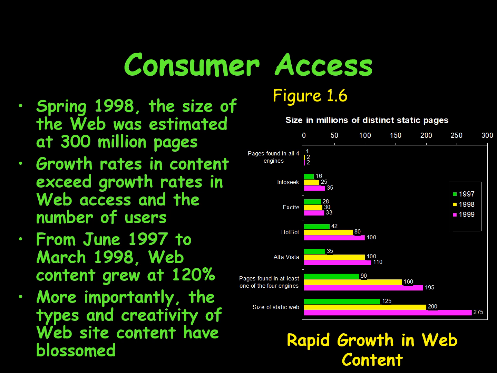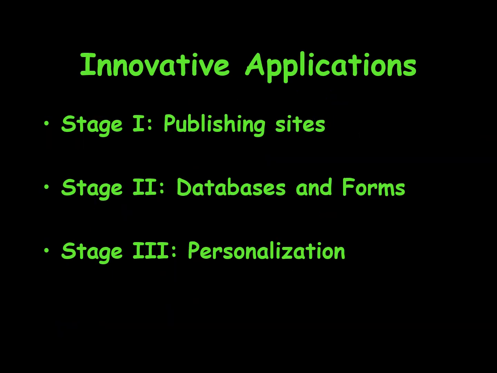Consumer access. In spring 1998, the size of the web was estimated at 300 million pages. The growth rate in content exceeds the growth rate in web access and the number of users. From June 1997 to March 1998, web content grew at 120%. More importantly, the types and creativity of website content have blossomed. Basically, there is rapid growth in web content.